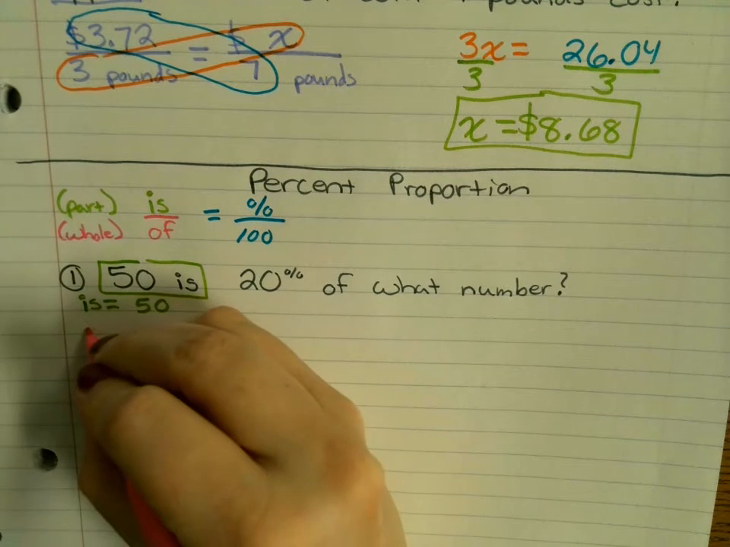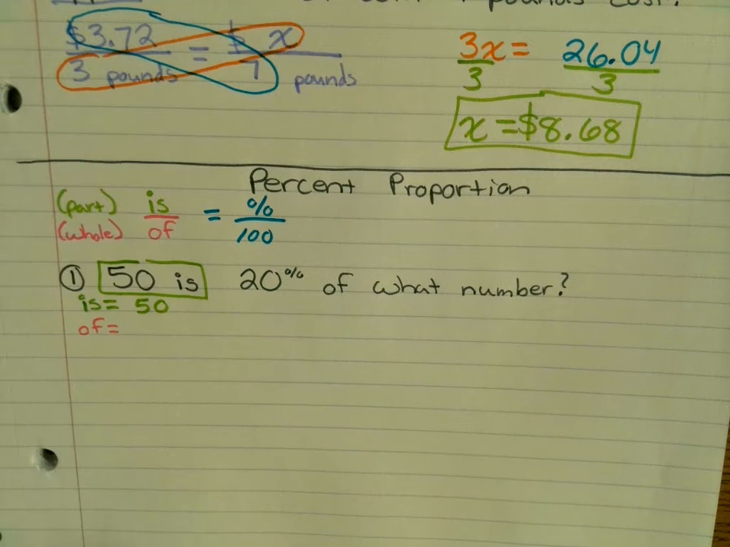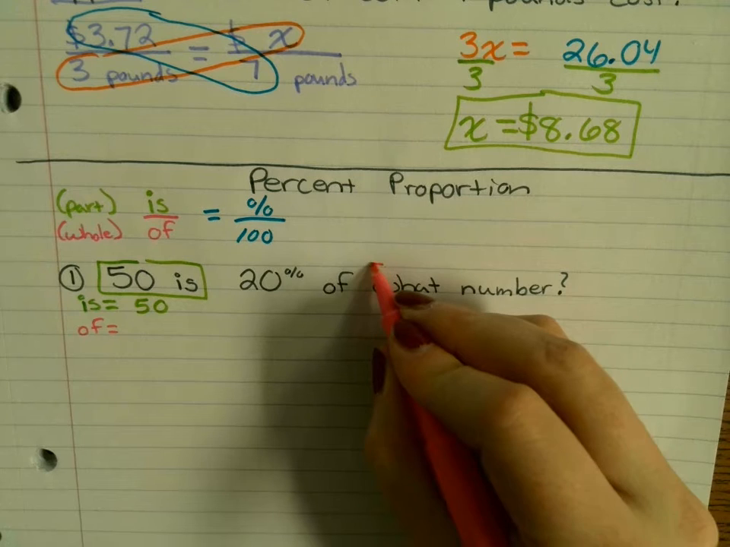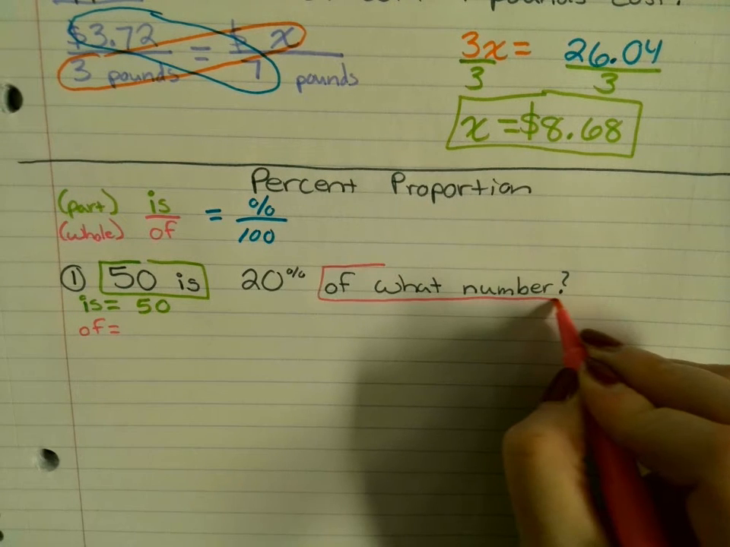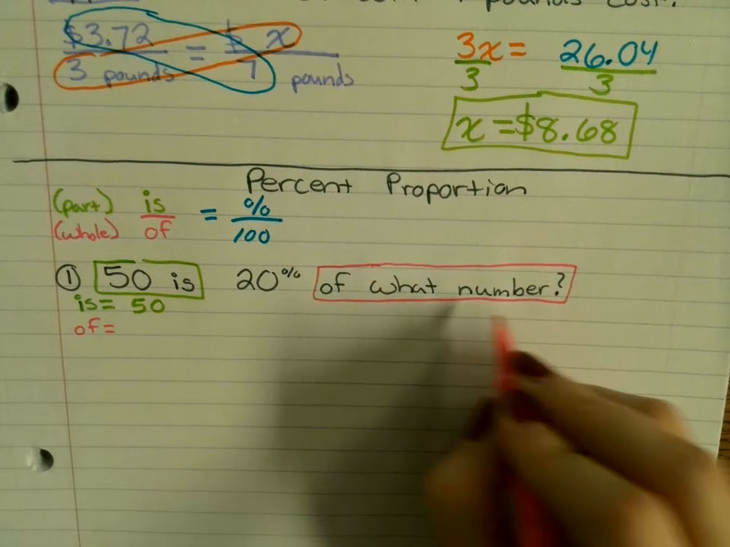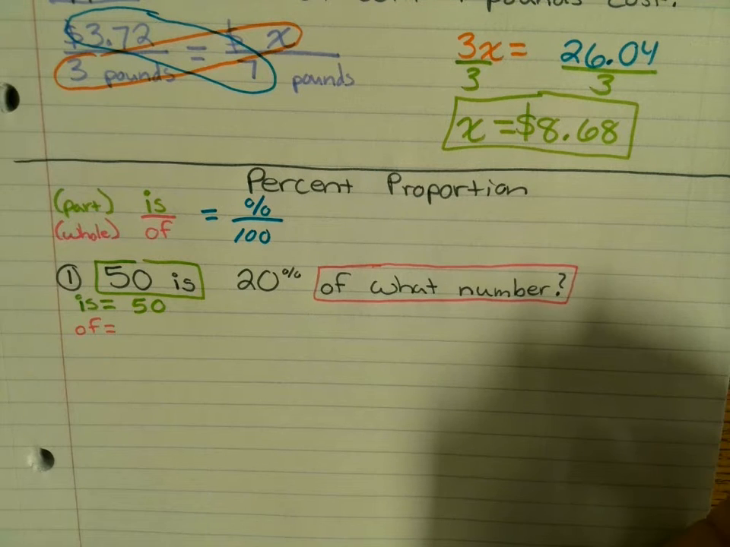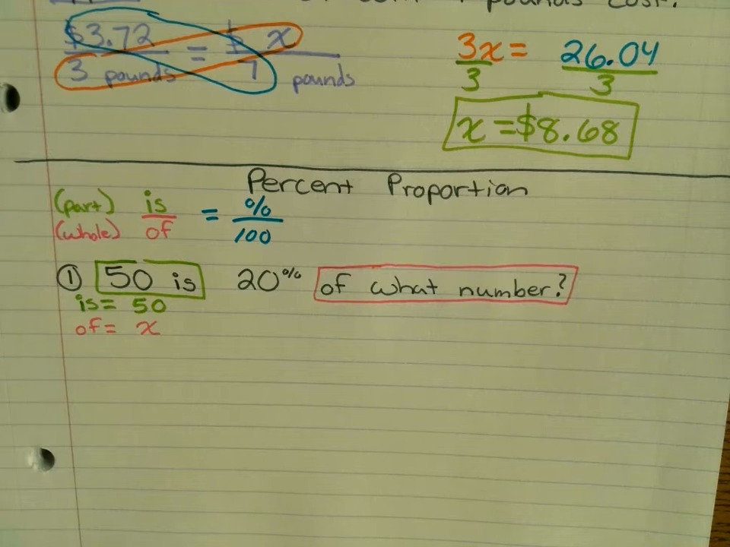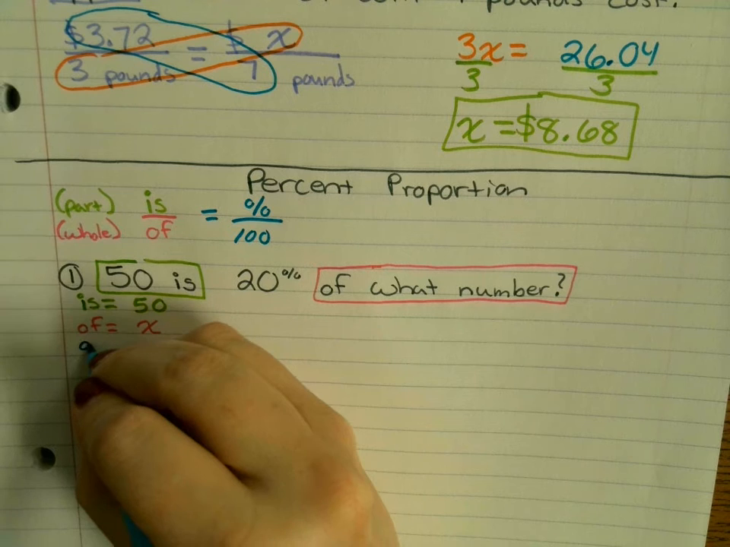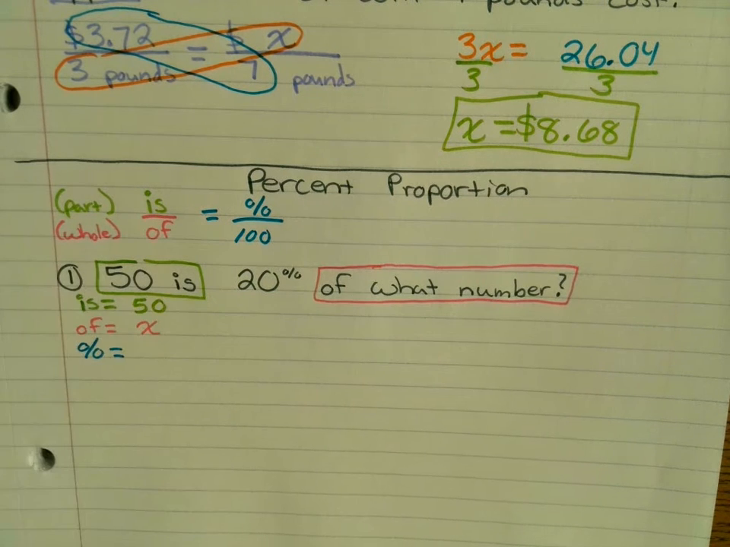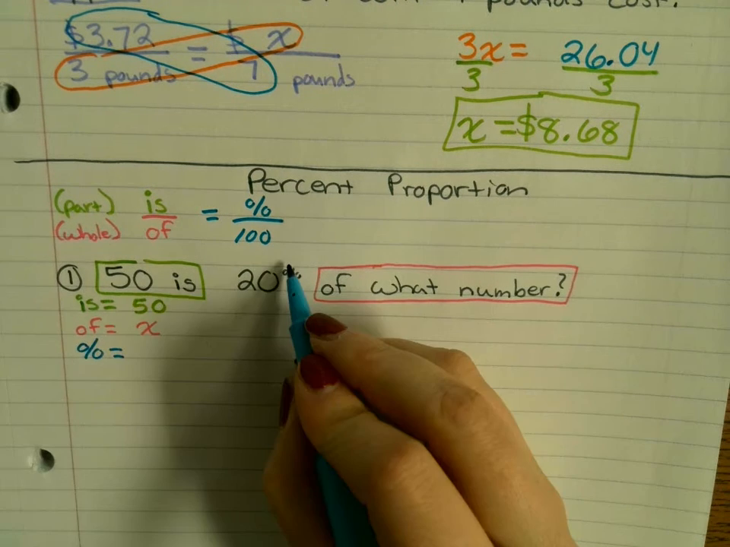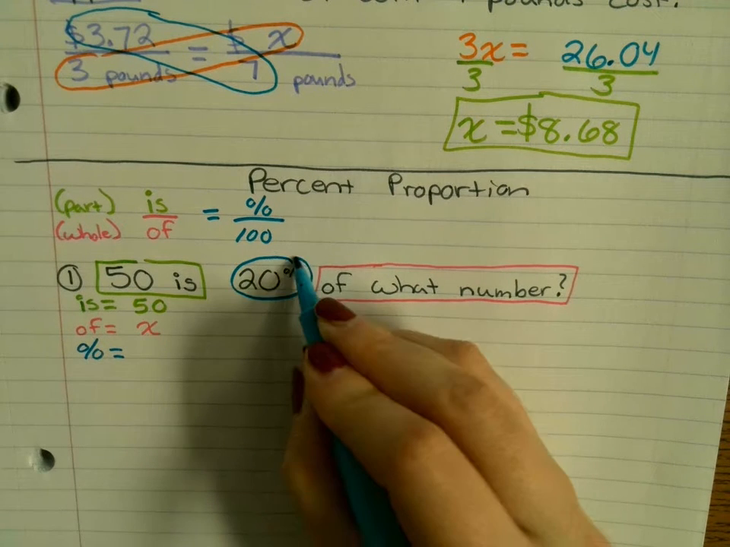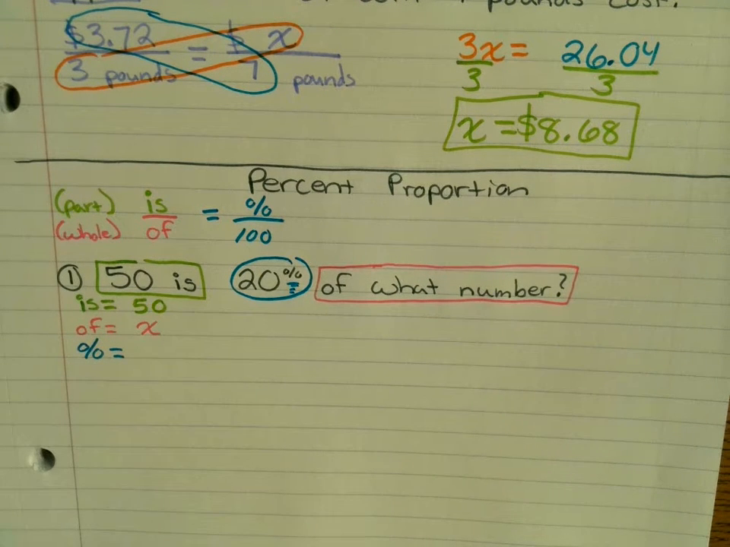Of, here's our term of, but we don't have a number associated with the word of. It says of what number? So that means it's missing, so that means we're going to put an X. It's a variable value that is missing. The percent, that's an obvious one, 20%. It has the percent sign attached to it right here. So this is 20.